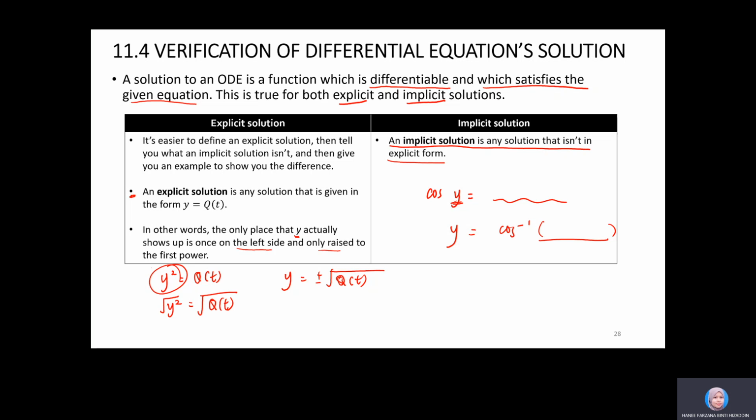So just to emphasize it again, explicit is when you have the dependent variable on the left hand side once only and only raised to the first power. Anything other than that is an implicit solution. Okay.